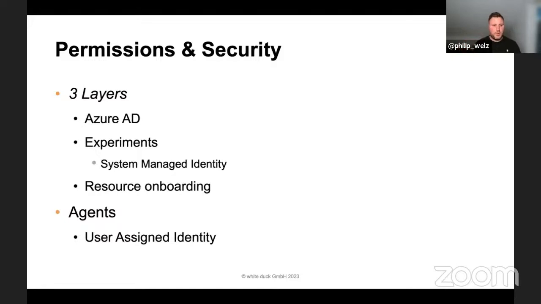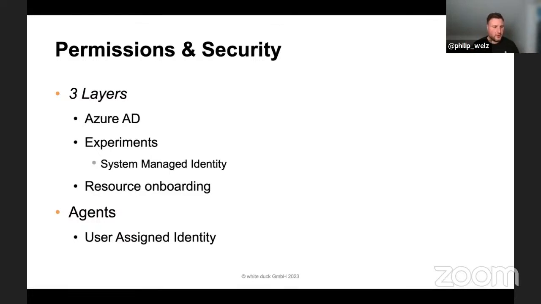So whenever you create the experiment in the Chaos Studio, it will create a system managed identity. And what we have to do with this is assign the recommended roles to the Azure resources the fault or the experiment runs against. If we stick with our example of the Key Vault, we will assign the Key Vault Contributor, I think it is, to the system managed identity so that the experiment or the fault can disable the firewall.